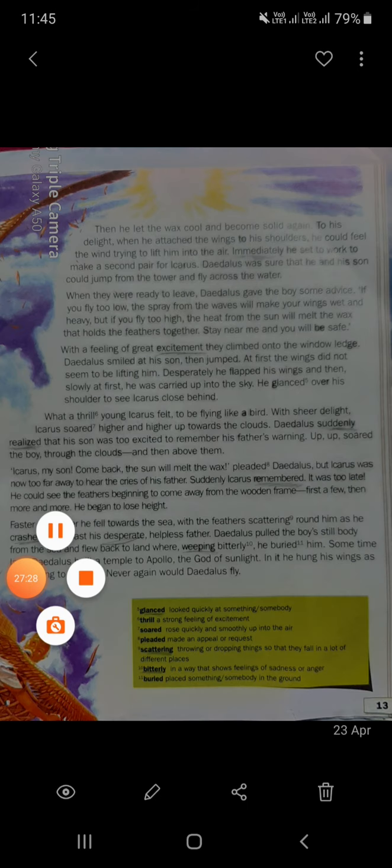And second question, what did Daedalus advise Icarus to do? Let me repeat the question. What did Daedalus advise Icarus to do? And third question, what made Icarus lose height?